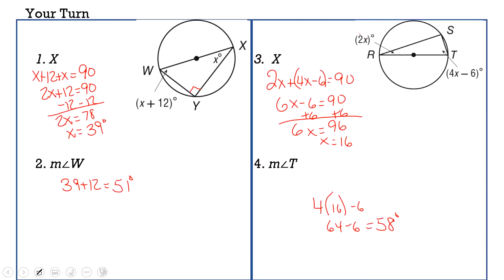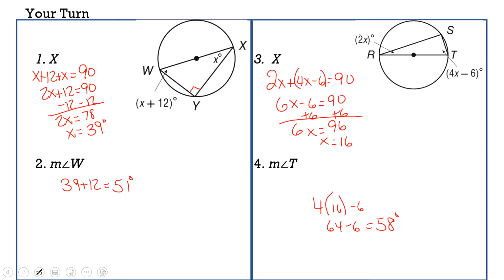Okay, so we're asked to solve for the x variable. The first one is not angle x, they actually wanted the x variable, and then what an angle measure is. One side of my triangle goes through the center point, so that tells me it's a diameter. That tells me the other angle, angle Y, is the right angle. So I can set angle X and angle W added together to equal 90 degrees.